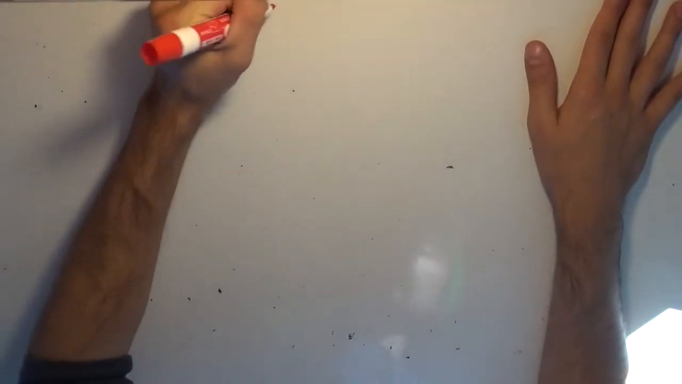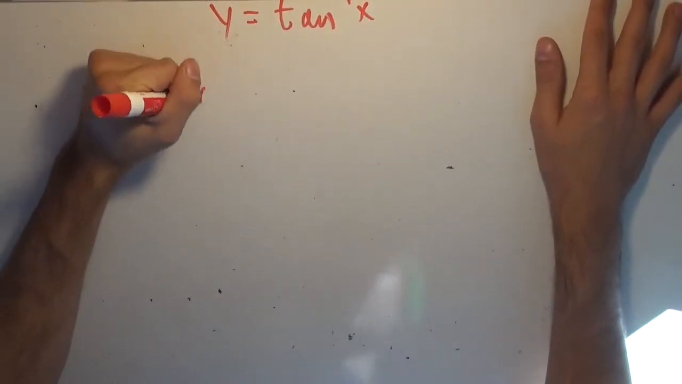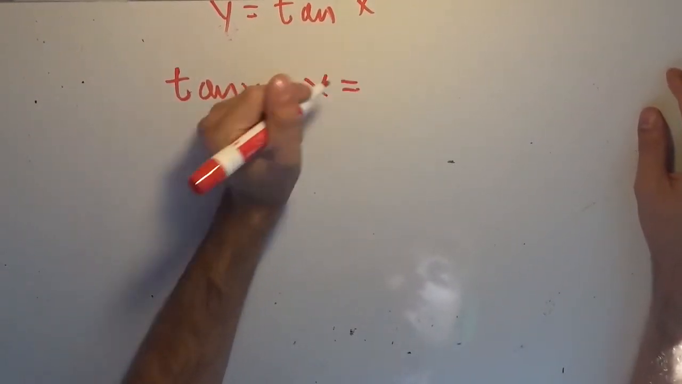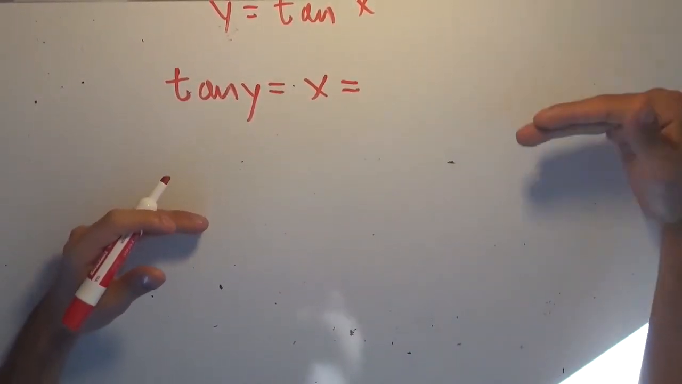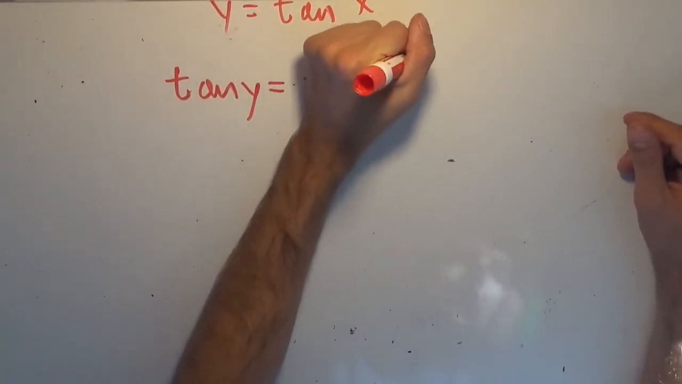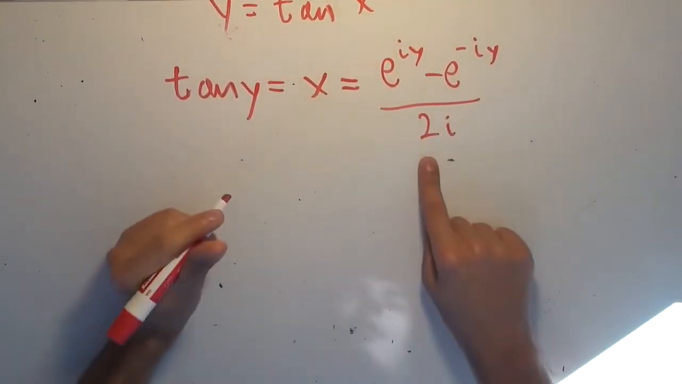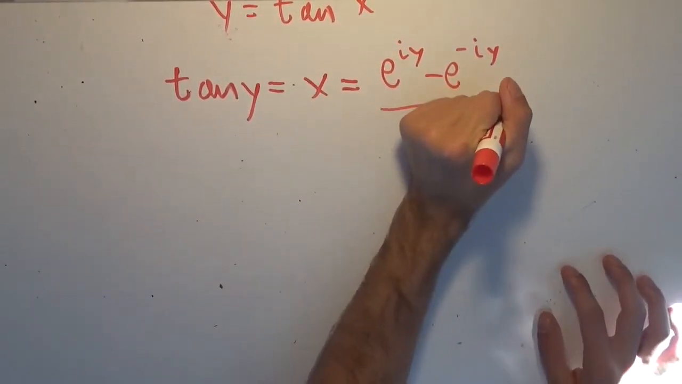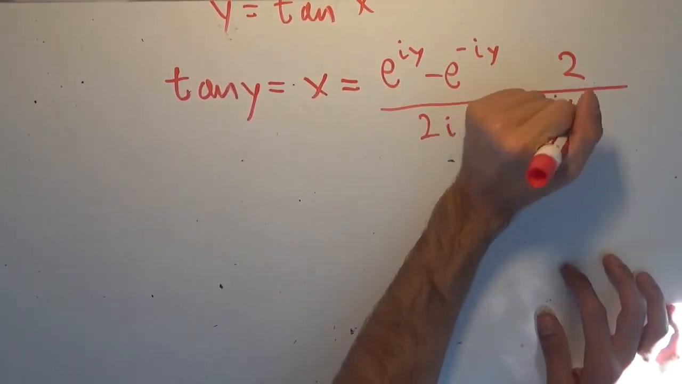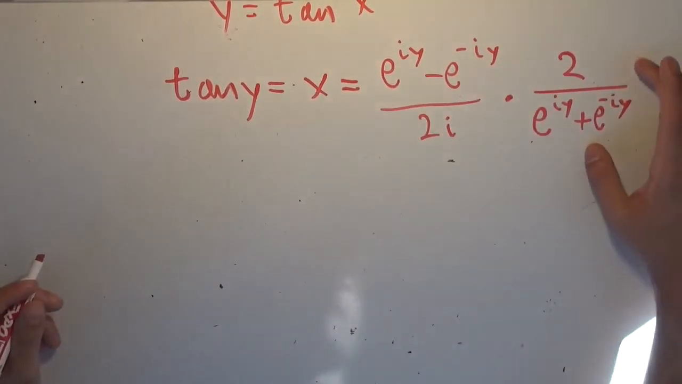So we have y equals the inverse tangent of x, which tells me that the tangent of y is equal to x, which again, using the definition of the tangent, which we get from using the definitions of sine and cosine from Euler's formula, we get that this is equal to e to the iy minus e to the negative iy over 2i, which is the sine function, multiplied by the secant function, which is 2 divided by e to the iy plus e to the minus iy. Right? This is just 1 over the cosine by definition.